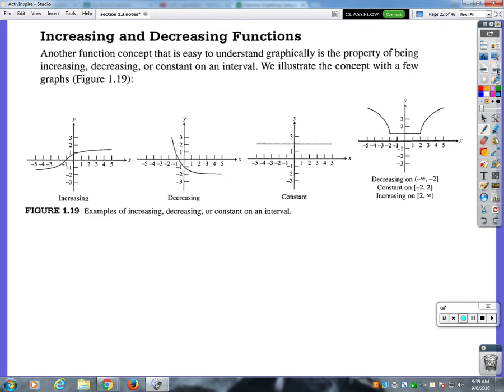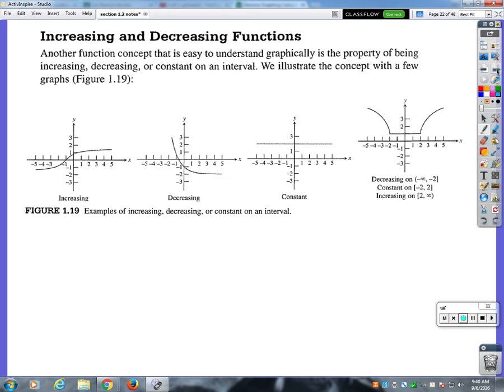We good? All right, next idea is increasing, decreasing, and constant. And really the only thing that you need to know about this to make sure that you're understanding it correctly is that in this country, we start on the left and read to the right. And then the same is true with our graph. So when we're talking about increasing and decreasing, we're always going from left to right, okay? And so it's a pretty straightforward idea.